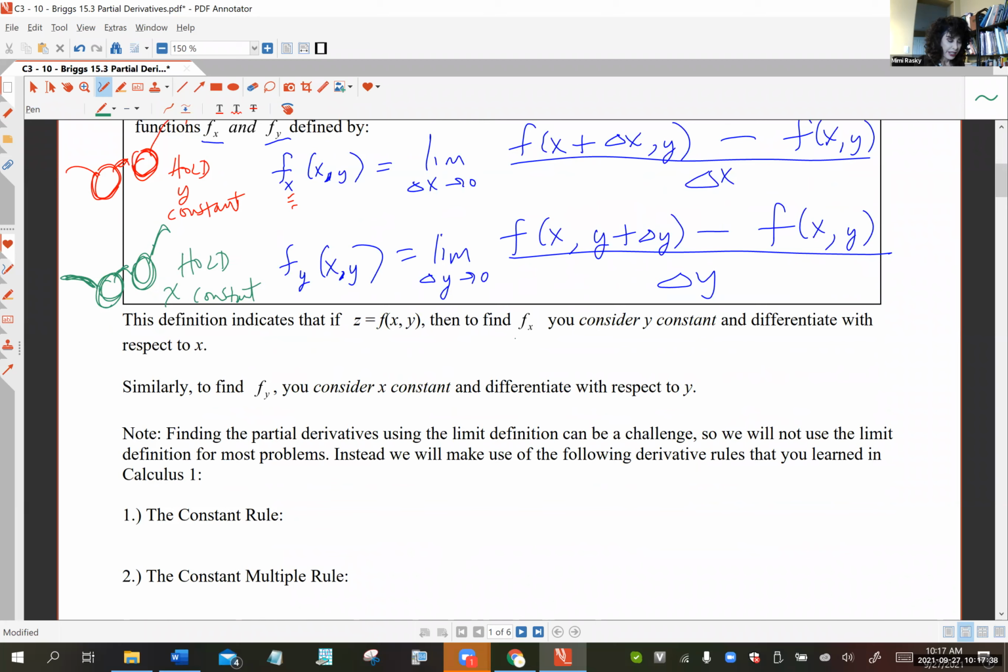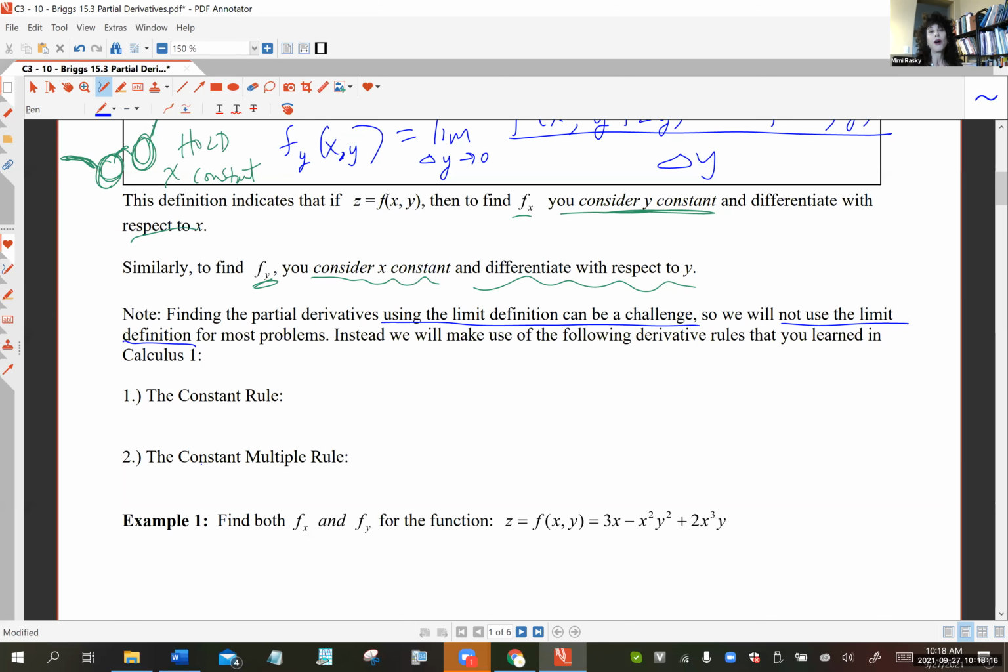So when you take fx, you consider y to be constant and you differentiate with respect to x. When you find the other first partial, fy, you consider x a constant and differentiate with respect to y. Okay? Now, good news, we are not going to find derivatives using the limit definition. It's kind of challenging, so we're going to let it go. We're going to just do some derivative rules instead, okay? Using the limit definition is a challenge, so we're not going to use it, okay? Good news.